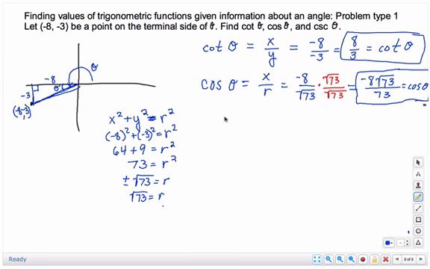All right, so you have one more value to calculate, and that's cosecant of theta. And cosecant is the reciprocal of sine. So sine is y over r, so cosecant is r over y. Okay, so r is the square root of 73, and y is a negative 3. Now I'm going to write this right here below. I'm going to pull the negative out in front and just call that a negative square root of 73 over 3. And that's what cosecant of theta equals.